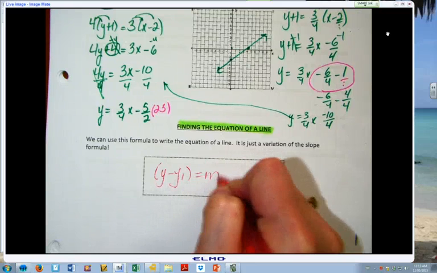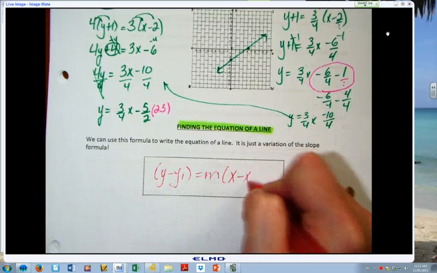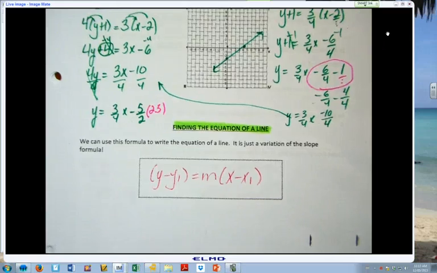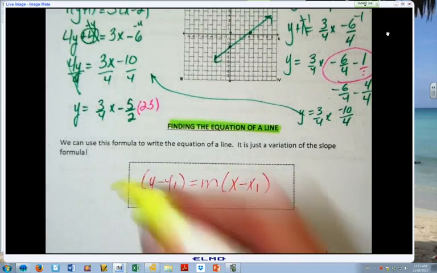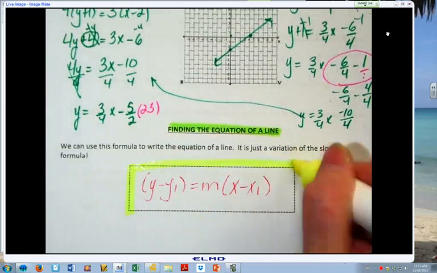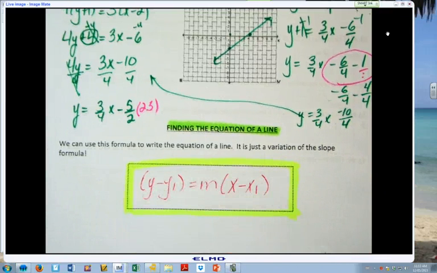y minus y1 equals m times bracket x minus x1. Y minus y1 equals m times x minus x1. Add it to your index card. I would call it the formula to find the equation of a line.